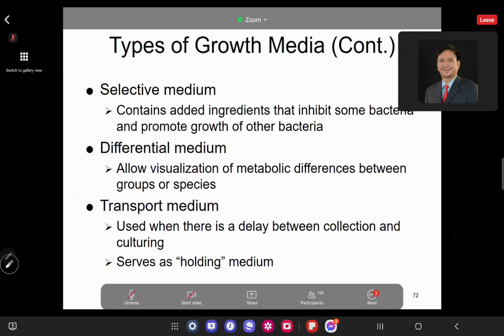Then you have your transport medium, used to preserve specimens when there is a delay between collection and culturing. It serves as a holding medium to maintain sample viability. This specialized media are essential in diagnostics and microbial research.